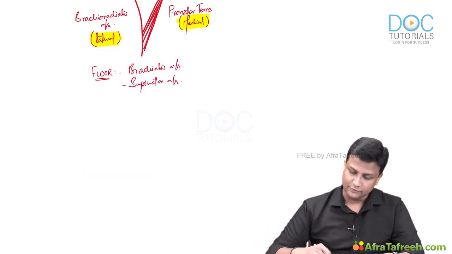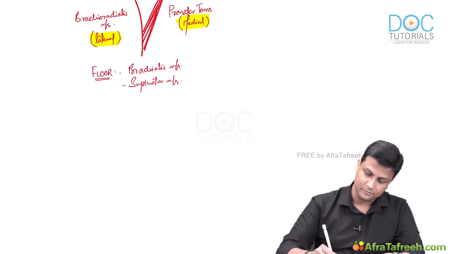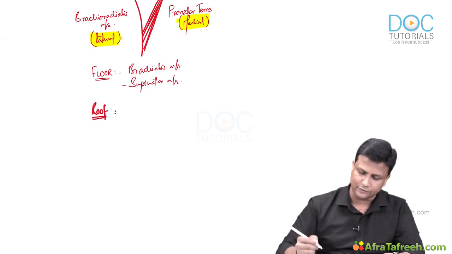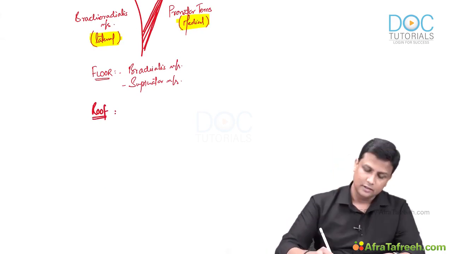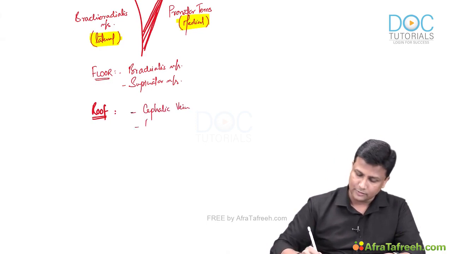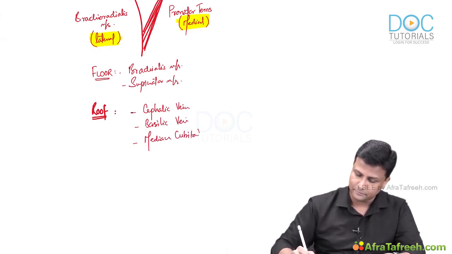Fine. So after the floor here, you can just mention there, guys, the roof of the cubital fossa. No need to write down about the skin and the superficial fascia. It is obviously understood. So what else do you have in the roof of the cubital fossa here? Number one, there will be a vein, that is cephalic vein. Number two, you will be having the basilic vein, and these two are actually connected by the median cubital vein.